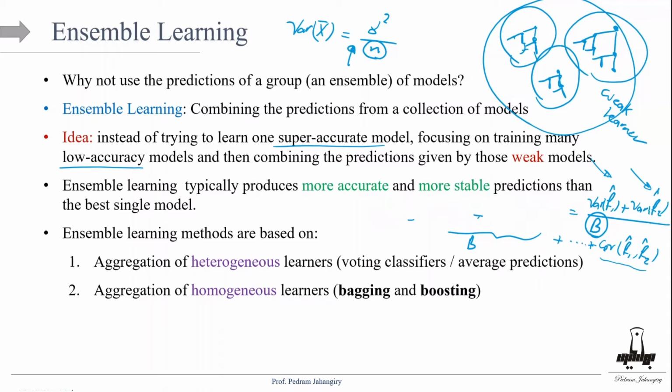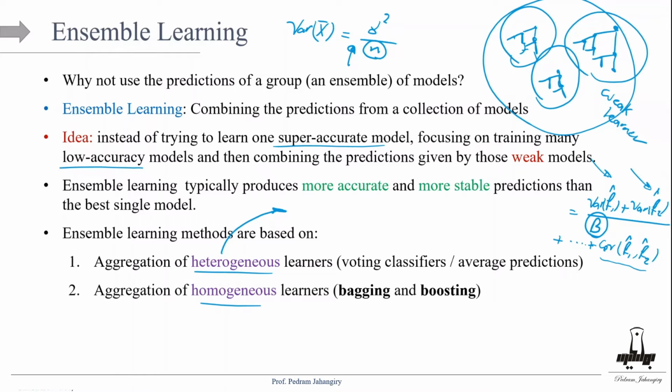Ensemble learning typically produces more accurate and more stable predictions than the best single model. Ensemble learning methods are based on two groups of methods. The first is based on aggregation of heterogeneous learners, and the second is based on aggregation of homogeneous learners. What do we mean by heterogeneous and homogeneous learners? Heterogeneous learners means that we're dealing with different models, so the models are different from each other.